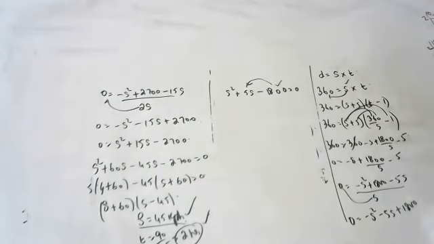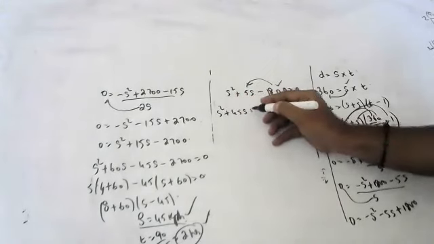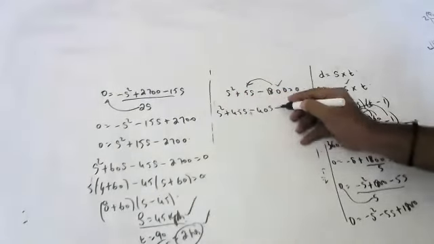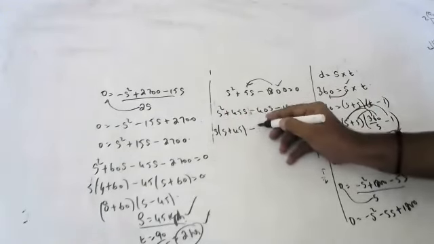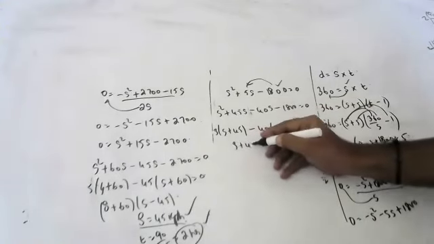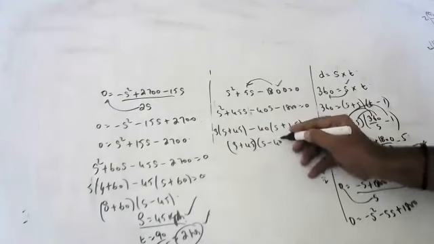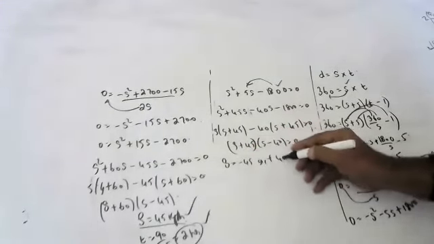Yes, children, what are the factors? Sir, 45 into 40. 45 into 40, yeah, fantastic. s square plus 45s minus 40s minus 1800 is equal to 0. So if you take s common, s plus 45, minus 40 if you take common, (s plus 45) is equal to 0. (s plus 45) into (s minus 40) is equal to 0. So s can be minus 45 or plus 40 kmph.